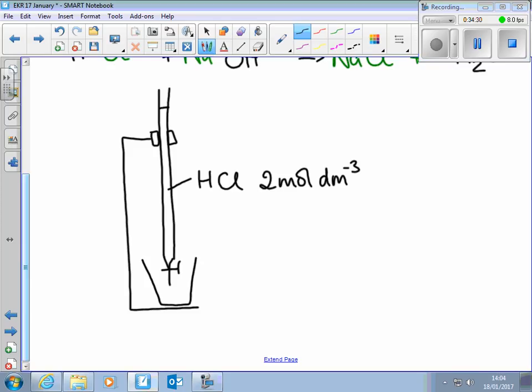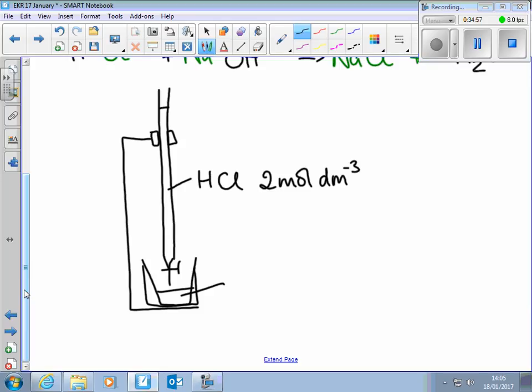And the calorimeter is a polystyrene cup in a beaker. All right? So this is our, I suppose I could have put the beaker around that as well. Let's have the beaker standing there. All right. So this is, it's going to be a known quantity of sodium hydroxide.